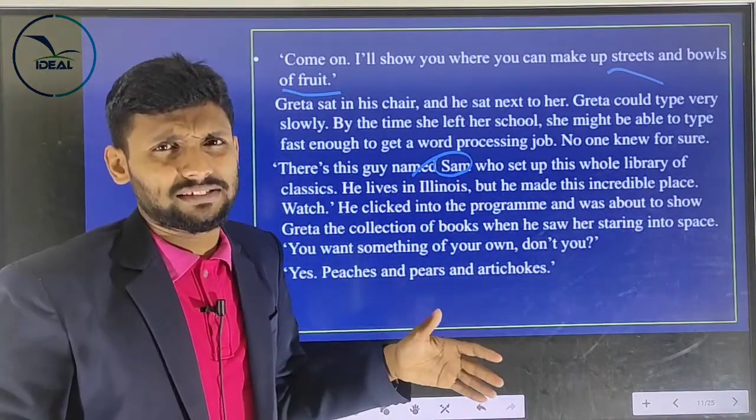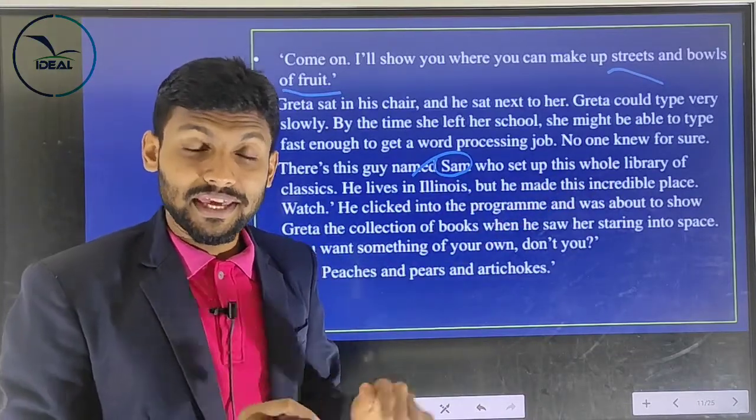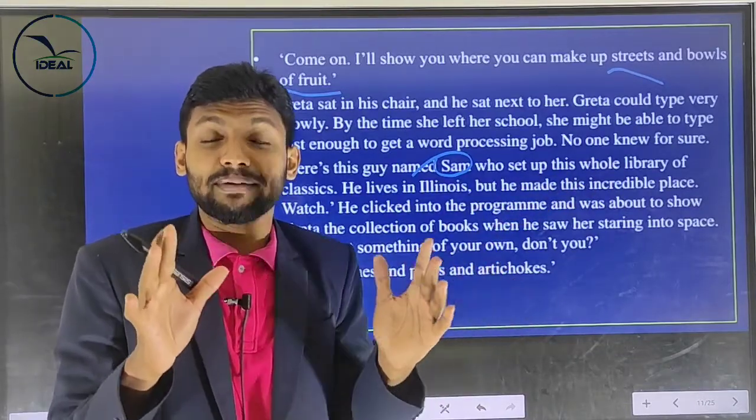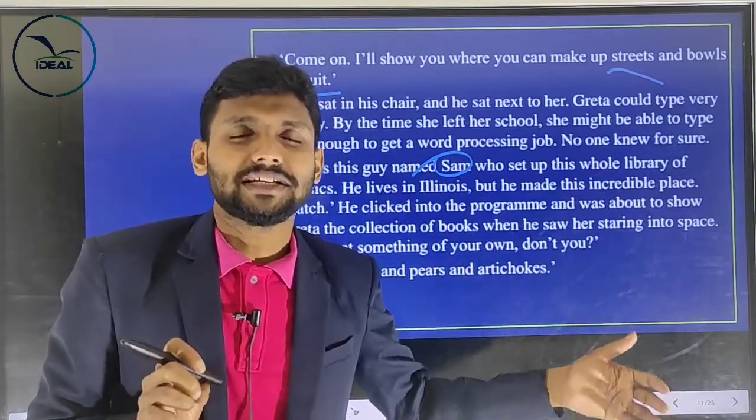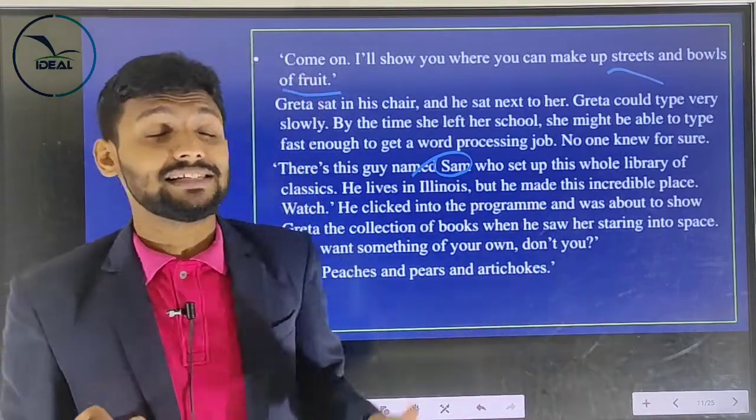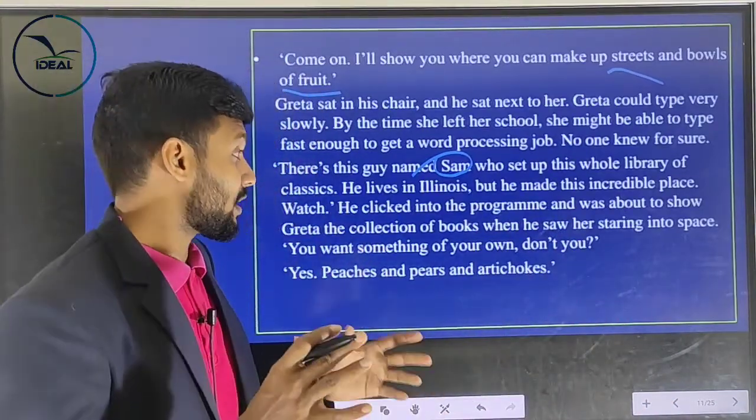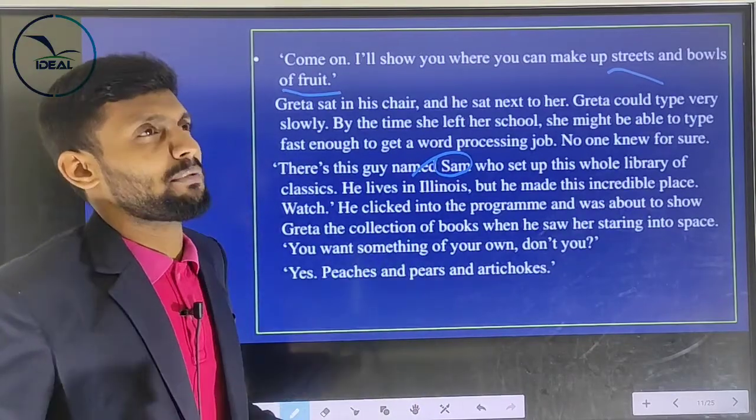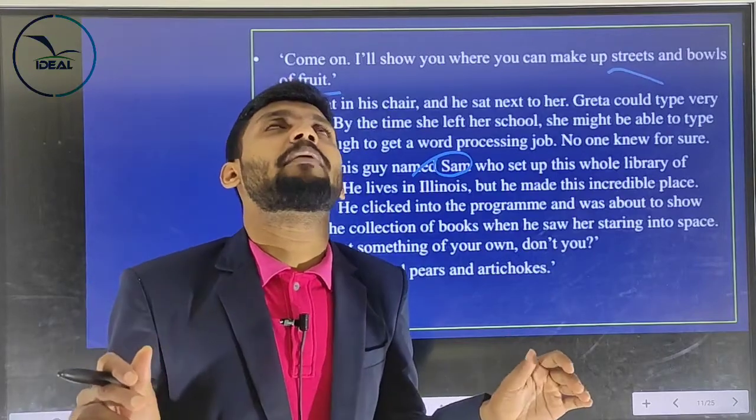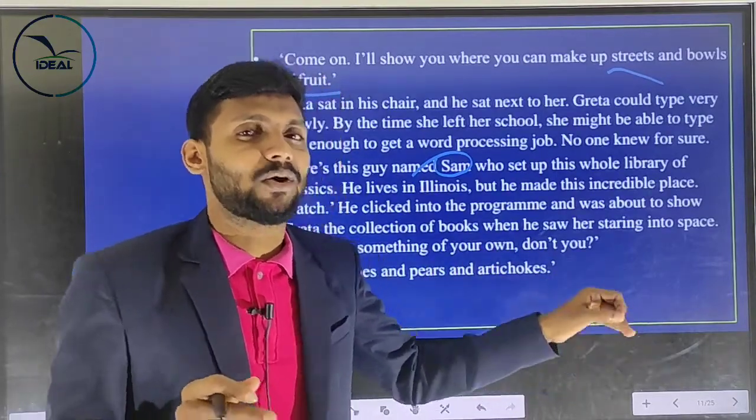There is a place, okay. But he made this incredible place in the site. So father was accessing that site and was showing the library of classics, the collection of classics. Collection of classics means some classic books and old style books. Everything was there in his library. And when Greta was staring into space, father was trying to give all this data and all this information to her.